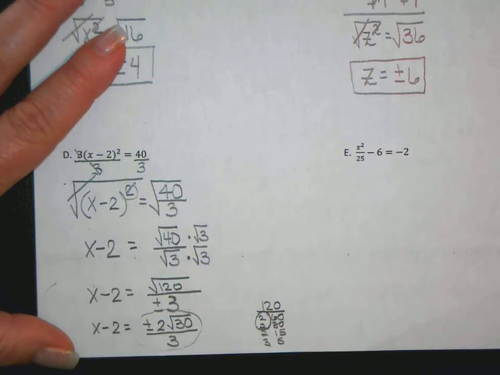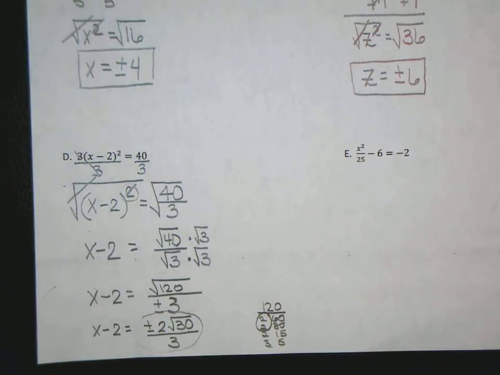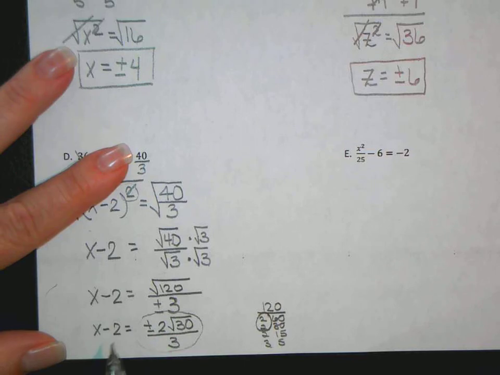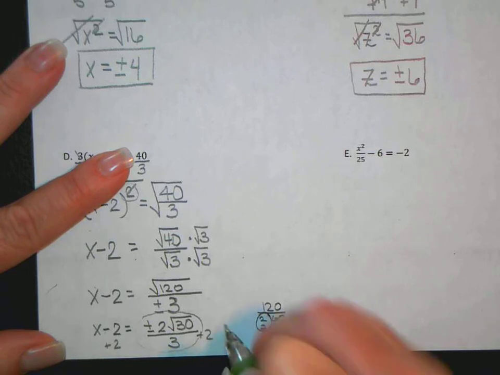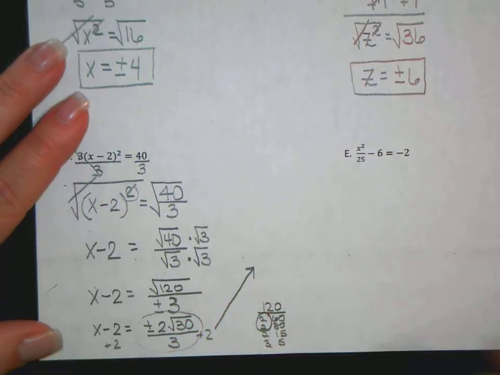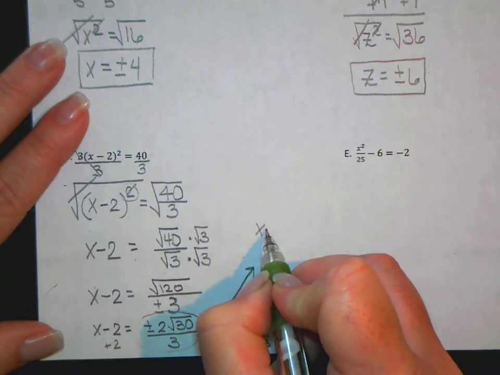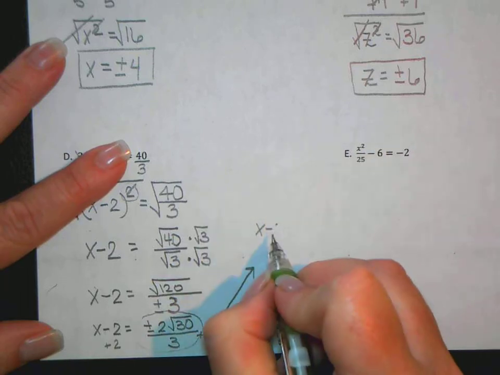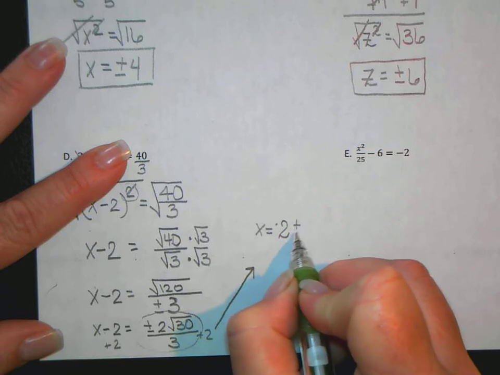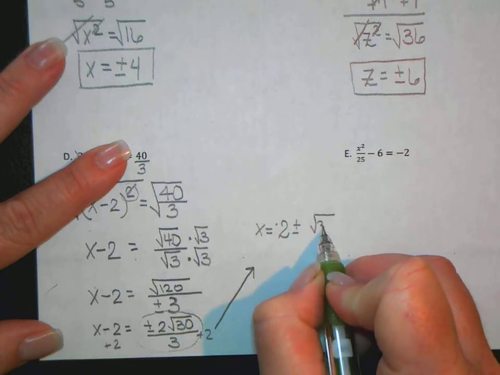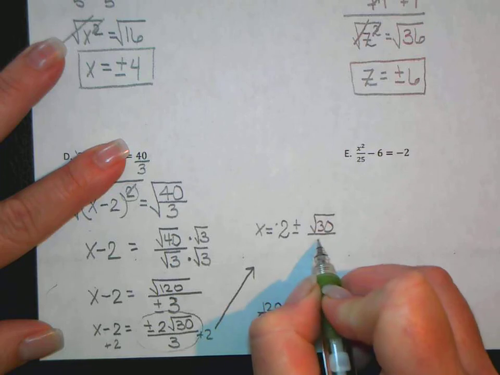So yes, that was a lot of work. And there's not a lot of those, but you just need to make sure you understand it. However, we're not completely finished because we have a minus 2. So if we need to still get x by itself, we would need to add 2. And you're going to add 2 and you're going to add 2. And for space purposes, I'm going to have to move up here. So what you're going to get is x equals 2 plus or minus the square root of 30 all over 3.